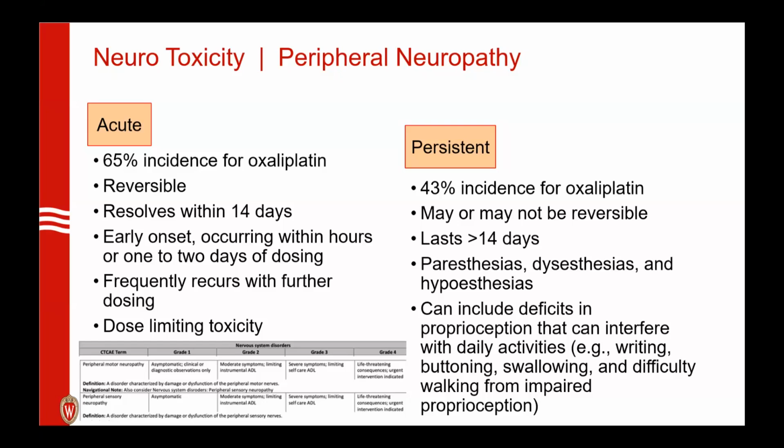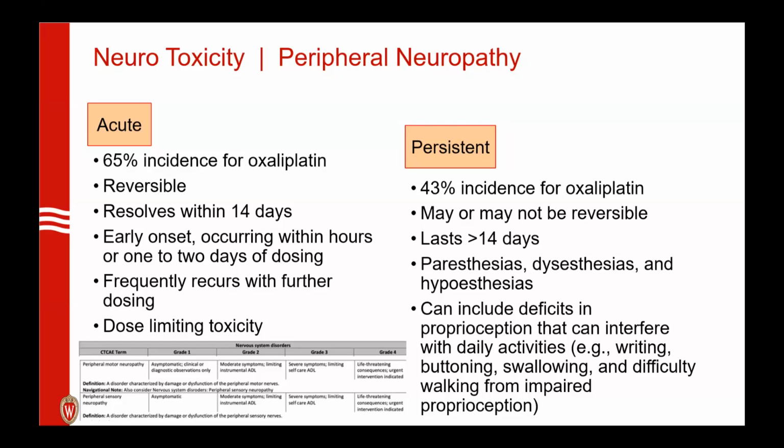Usually it's the same day of the drug that the patients will experience the symptoms. And then it can be a dose limiting toxicity for sure. If people can't get out of their car, can't open doors, can't do activities of daily living because of this, it can be a dose limiting toxicity. And persistent lasts more than 14 days.